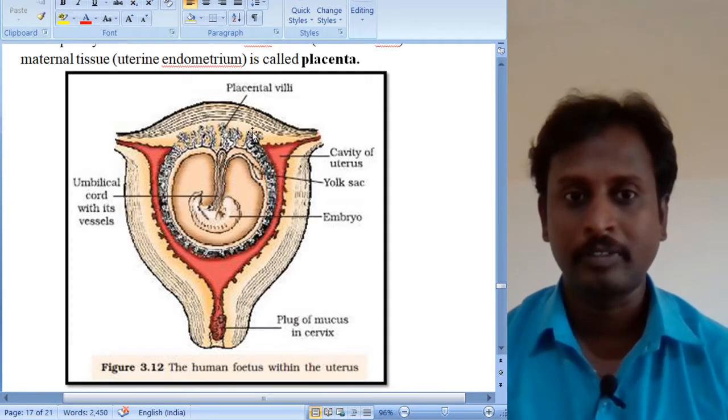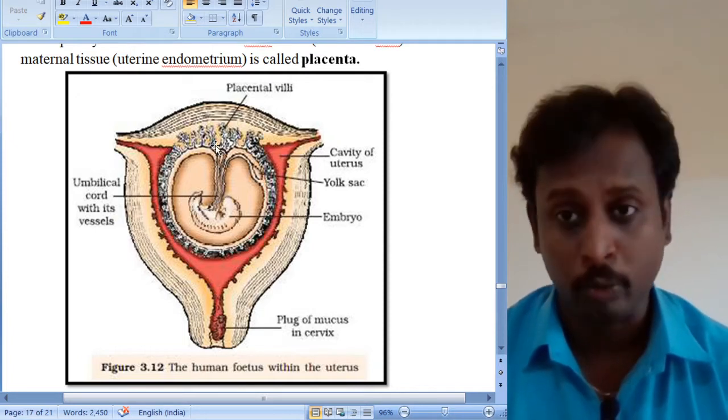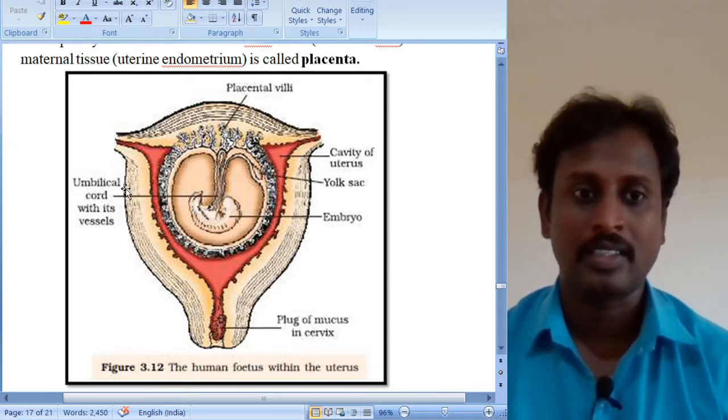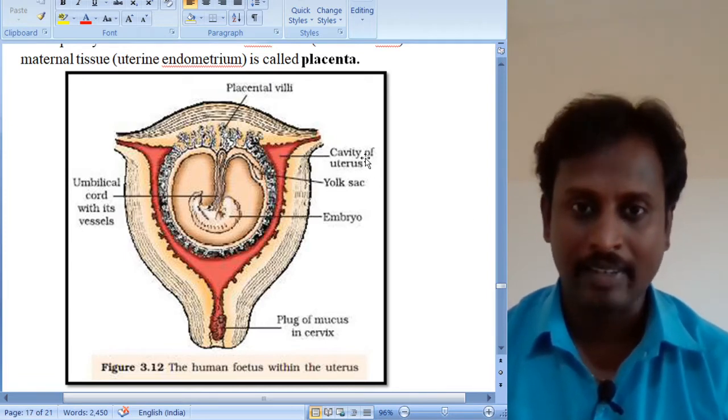Okay, now come to the diagram. Just look here. These are the finger-like projections. Placental villi are also called chorionic villi. This is the umbilical cord with its vessels, and this is the cavity of the uterus.